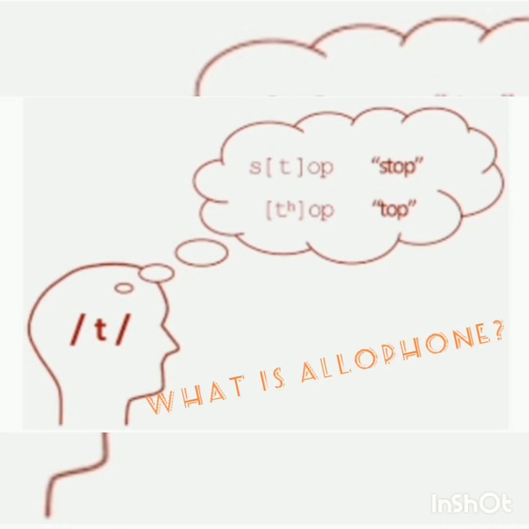What is allophone? Allophone is a sound typical of the pronunciation of a phoneme, which can vary according to its position in the word or in the syllable, and in relation to neighboring sounds, although it is still considered the same phoneme.